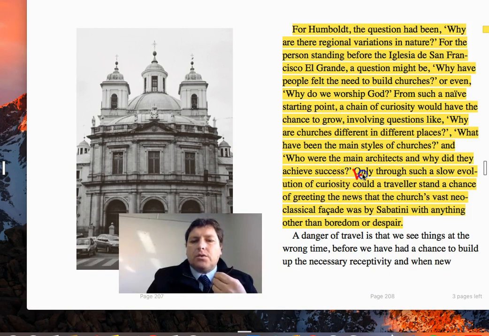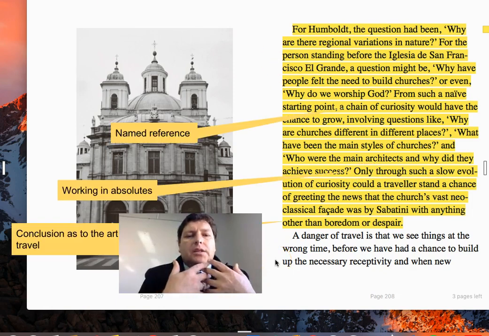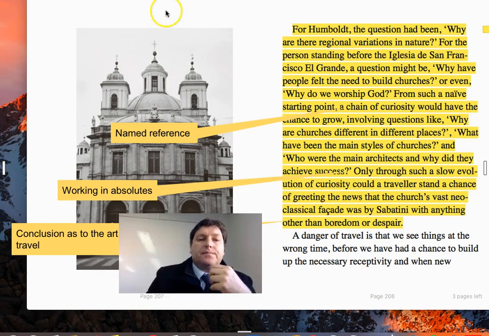this conclusion: only through such slow evolution of curiosity. The key word here is only. De Botton suggests that there is no other way to develop the curious mind. So, deconstructing this, you will see what I've considered to be the important areas of concern when we make these issues.